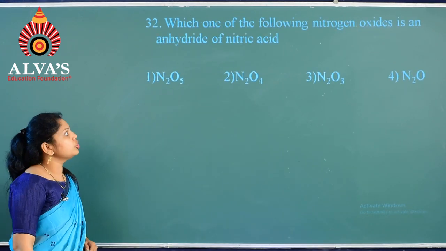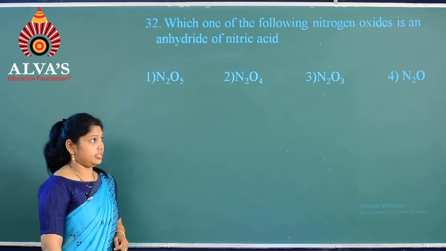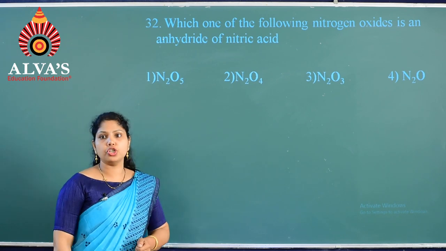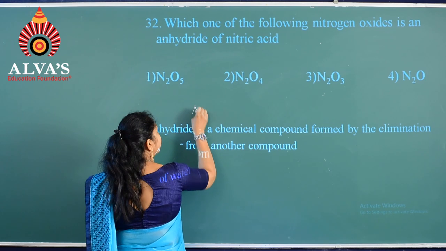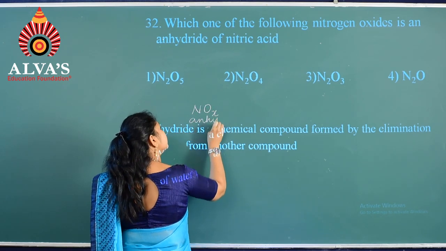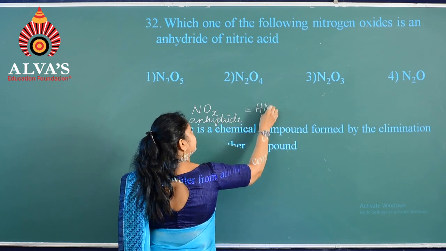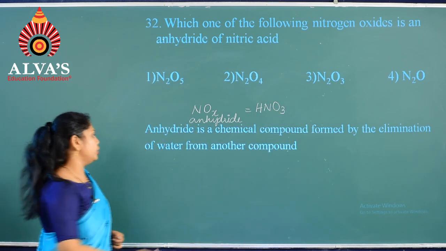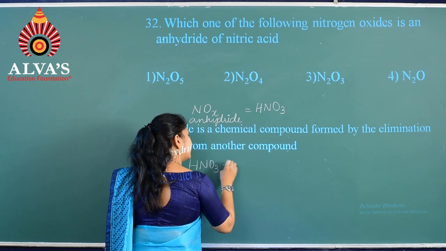Question number 32, which of the following nitrogen oxides is an anhydride of nitric acid? Anhydride is a chemical compound which is obtained by elimination of a water molecule from another compound. So, if the nitrogen oxide is an anhydride of nitric acid, HNO3, that means if you want to find the oxide of nitrogen, you have to remove the water molecule from nitric acid.